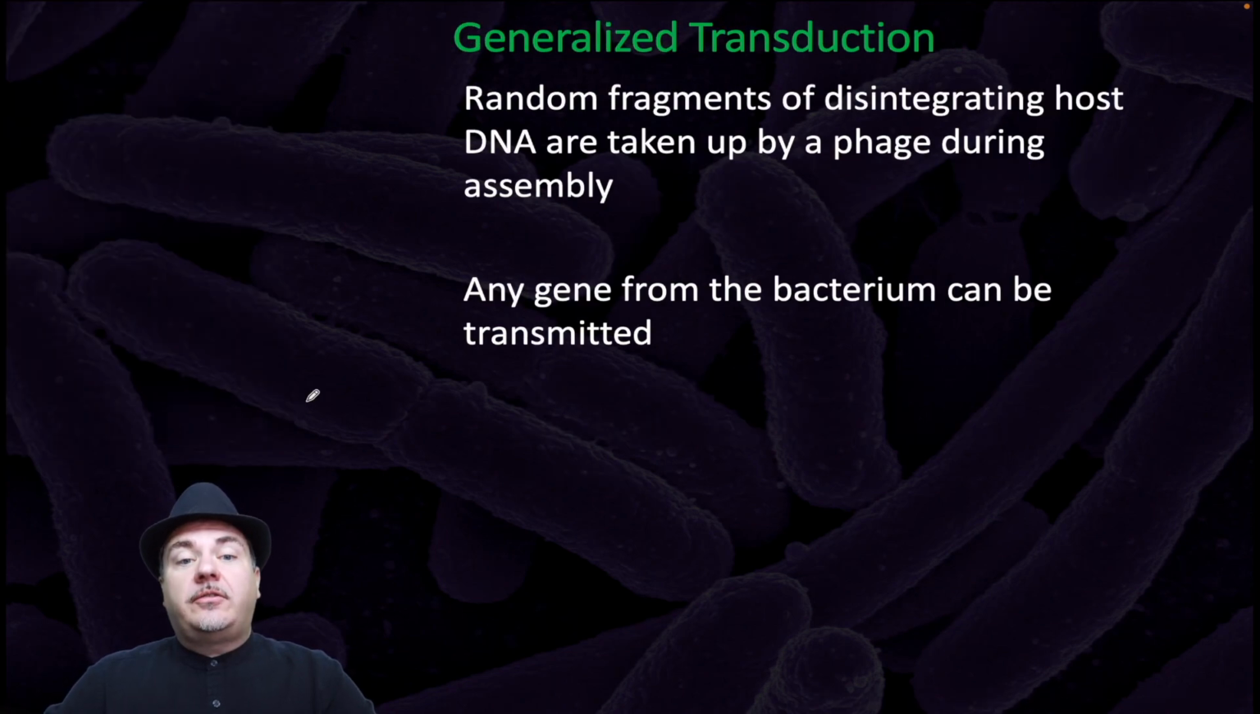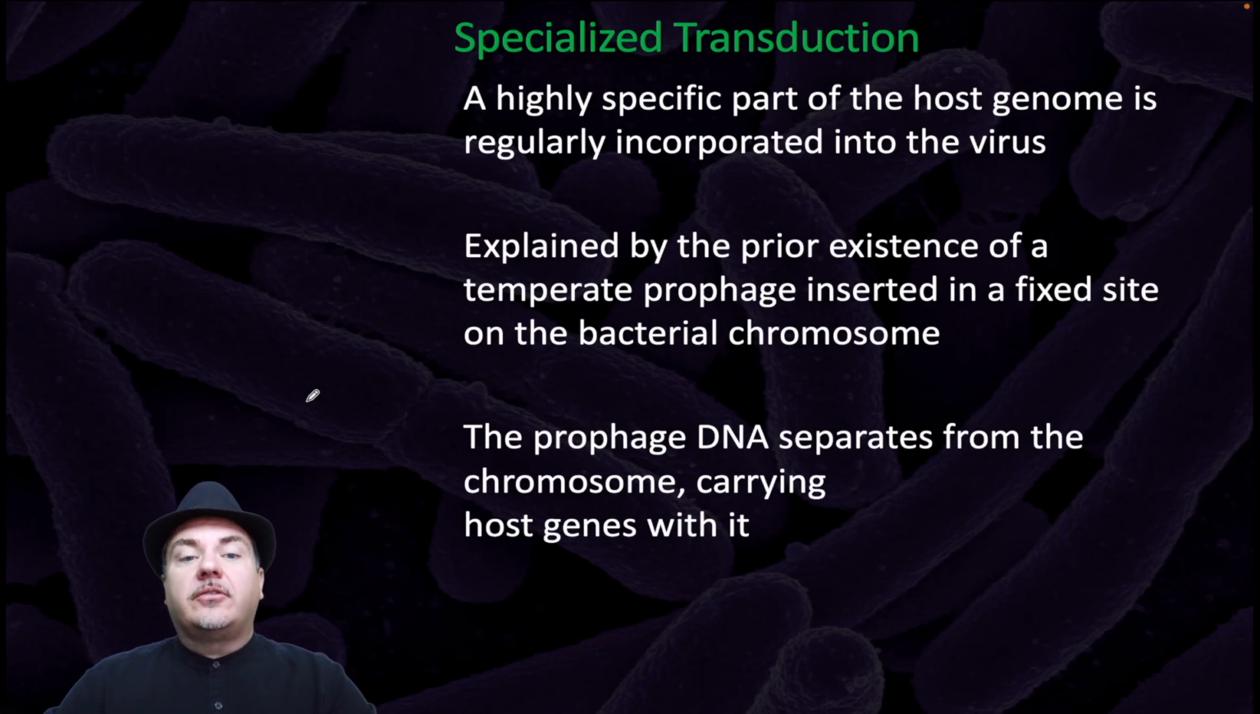So you can have generalized transduction, where random fragments of disintegrating host DNA are taken up by a phage during assembly, and any gene from the bacteria can be transmitted. Or specialized transduction, where a highly specific part of the host genome is regularly incorporated into the virus, explained by the prior existence of a temperate prophage inserted into a fixed site on the bacterial chromosome. The prophage DNA separates from the chromosome, carrying host genes with it.